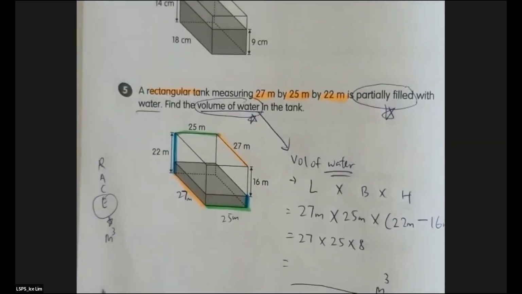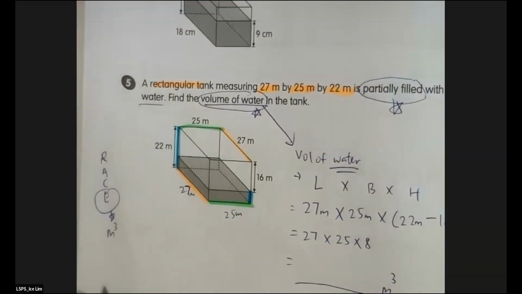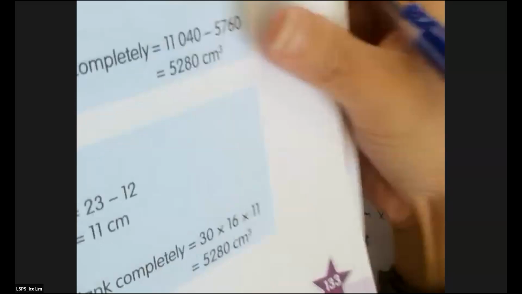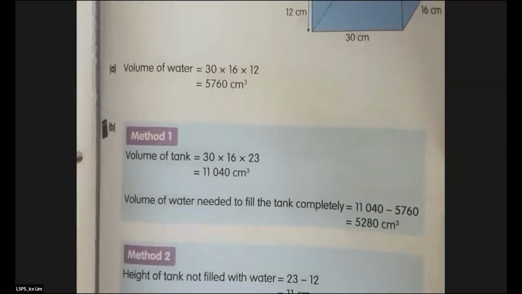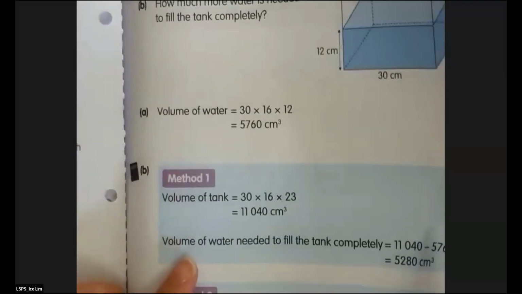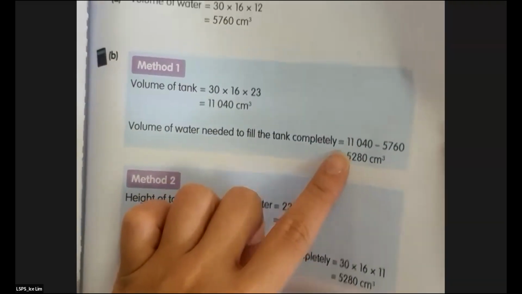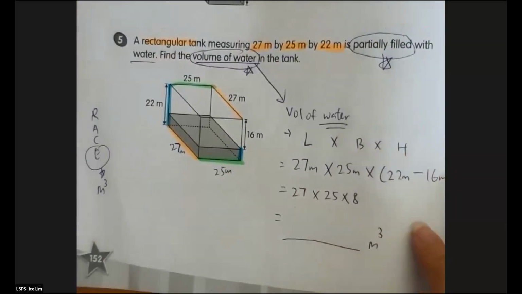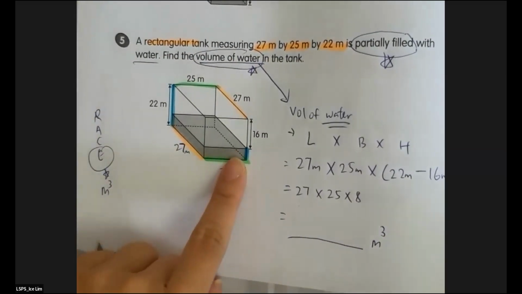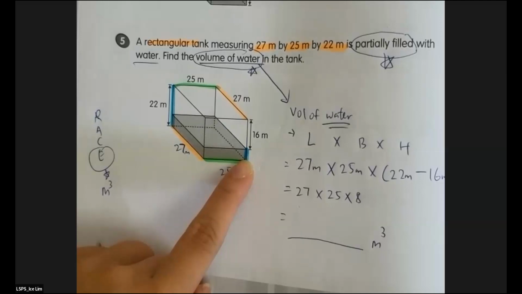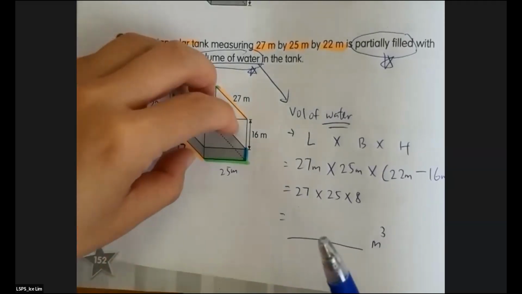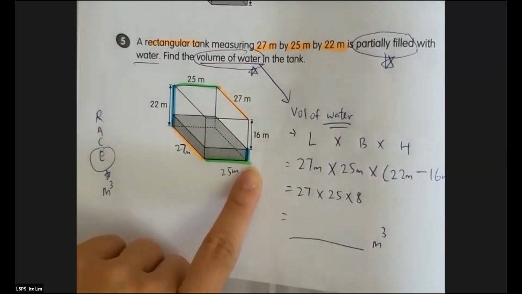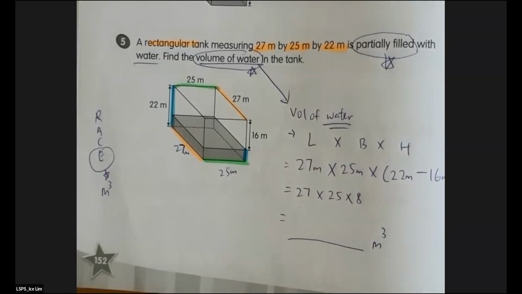Now, if you look at the textbook, it shows you many methods. Like for example, this one here. After you find the volume of the tank, then you find the volume of the empty portion, then you minus them together. Now, do you think it's easier just to deal with the height? It is, right? So I don't have to find the whole tank minus the empty volume, then get the volume. I can just go straight forward using the height. Can you understand? Okay, is this okay?